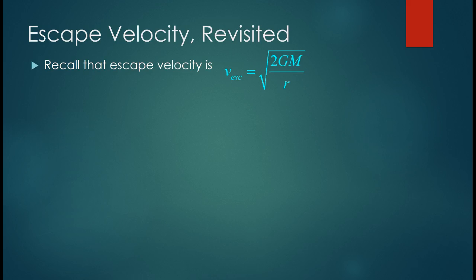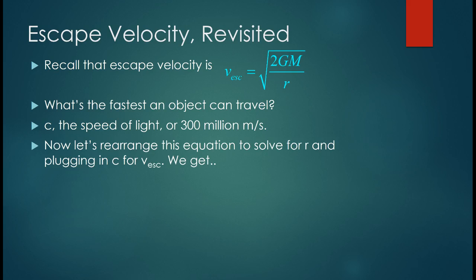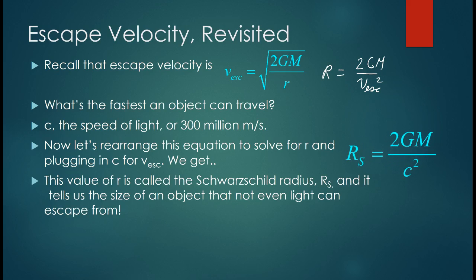So remember that this was the square root of 2GM over r. Well, it turns out that there is a speed limit in the universe, and the fastest that an object can travel is the speed of light, so 300 million meters per second. So what we can do is rearrange the escape velocity equation to solve for r. In other words, r would be equal to 2GM over v escape squared. But because the upper limit for the escape velocity is the speed of light, we get something that looks like this: r is equal to 2GM over c squared.